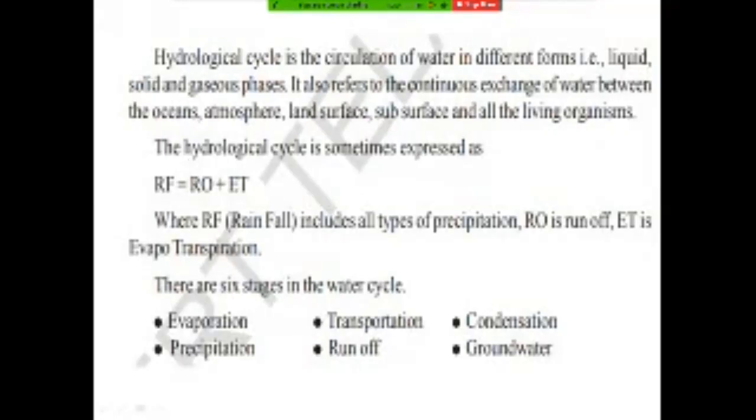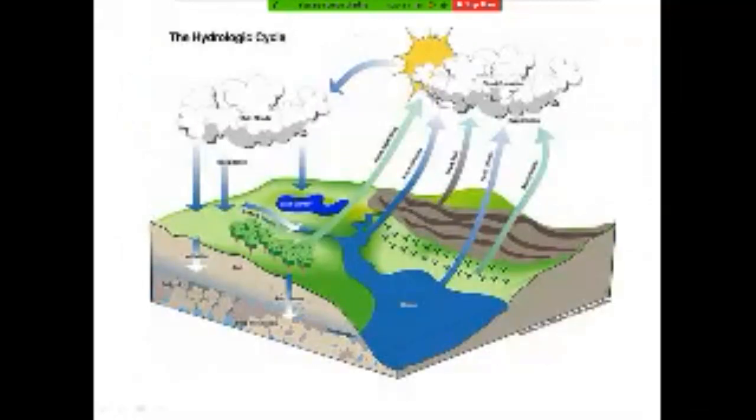There are six stages in the water cycle. What are they? First, evaporation. Next, transportation. Third, condensation. Fourth, precipitation. Fifth, runoff. And the sixth is groundwater. In general, we have known since our sixth class about evaporation. We say the water changes into water vapor; that is called evaporation. Transportation: what is transported here? We are going to learn about each and every topic in detail. So this is the hydrological cycle. If you observe, evaporation is going on from the vegetation, from the streams, from the soil, oceans, all this.